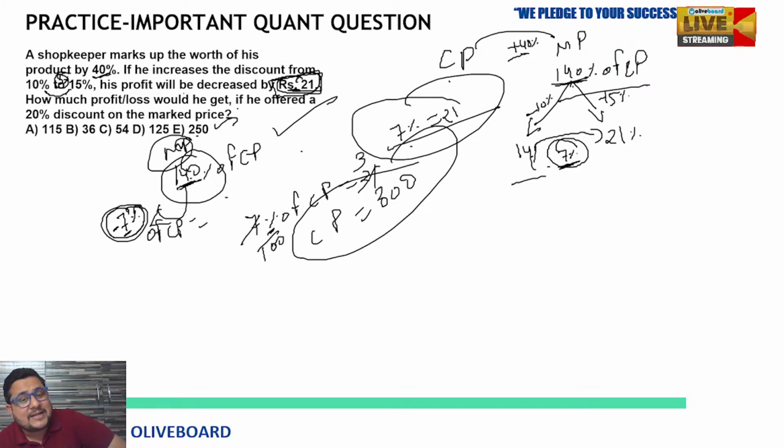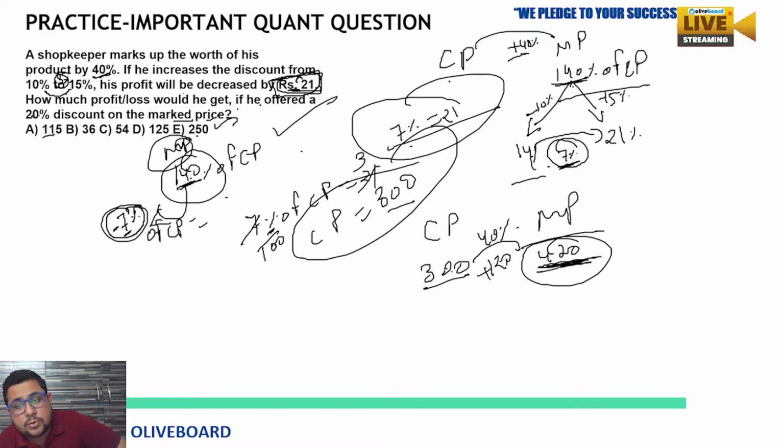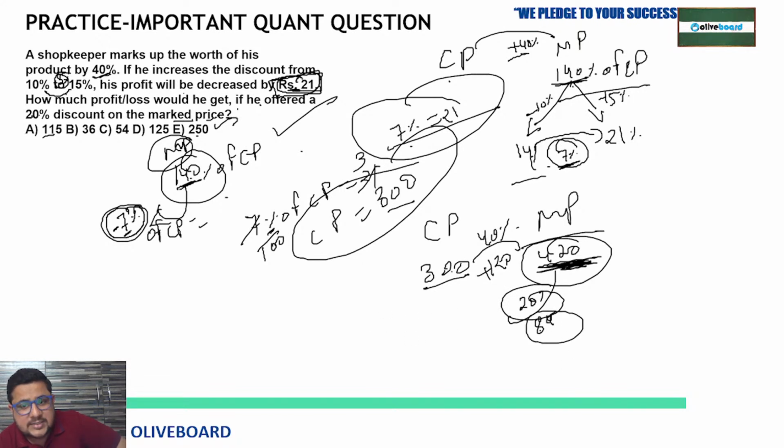Now what are they asking actually? If he offered a 20% discount on the marked price, now if the cost price is 300, then the marked price is going to be 40% more than that. 10% of 300 is 30, so 40% would be 120. So the whole 420 is the marked price. Now, if he offered a 20% discount on 420 rupees, 20% of 420 is going to be 84. So 420 minus 84, you will get 336.